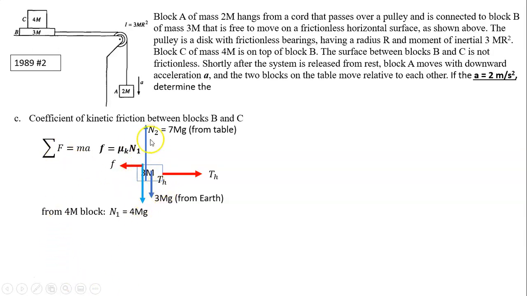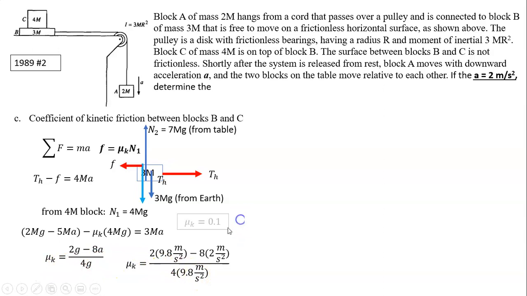Now let's take a look. Vertical cancels out. Horizontally, the net force is horizontal tension minus friction, which equals total mass times a. The horizontal tension is 2mg minus 5ma, as we figured out from the last part. Here is mu k times N1, where N1 equals 4mg. So from here, we substitute everything in. As you can see, m cancels out. You find an expression for mu k, then you substitute all the numbers. Finally, you have an answer of 0.1.